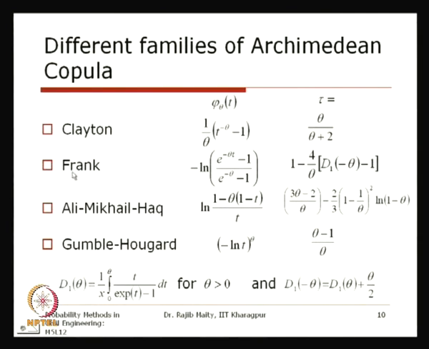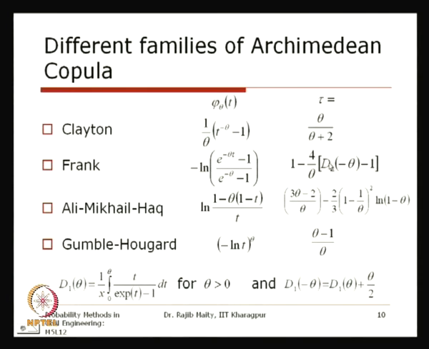And for the Frank, tau is equal to 1 minus 4 by theta into D1 of minus theta minus 1. So, you can see that this is the full expression with respect to theta, which is equated to tau. Now, before I go further, this D1 is known as the first order Debye function, where 1 stands for the order.